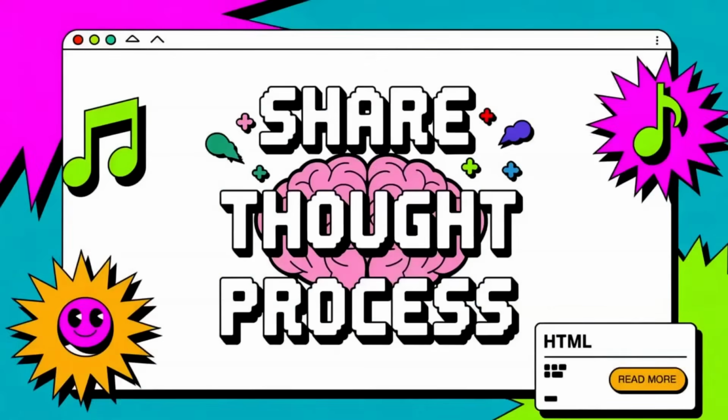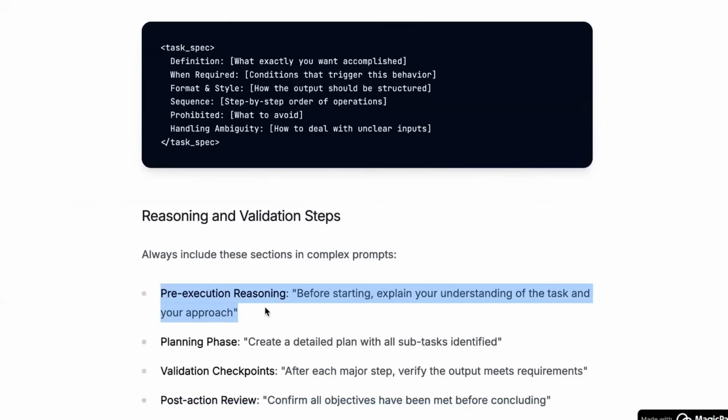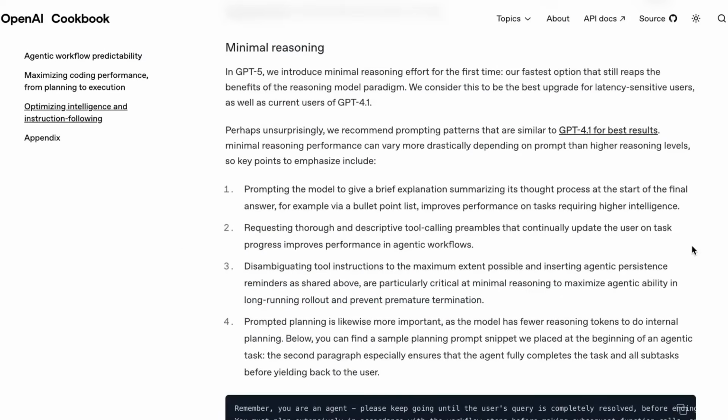Now, our next prompting technique, which once again has a few people that I've seen saying versions of this, is to ask the model to share its thought process. So for example, Pietro gave an example of this in those reasoning and validation steps where he asked the model to explain its understanding of the task and its approach, but this is also in the OpenAI prompting guide as well. They write, prompting the model to give a brief explanation summarizing its thought process at the start of the final answer, for example via a bullet point list, improves performance on tasks requiring higher intelligence.